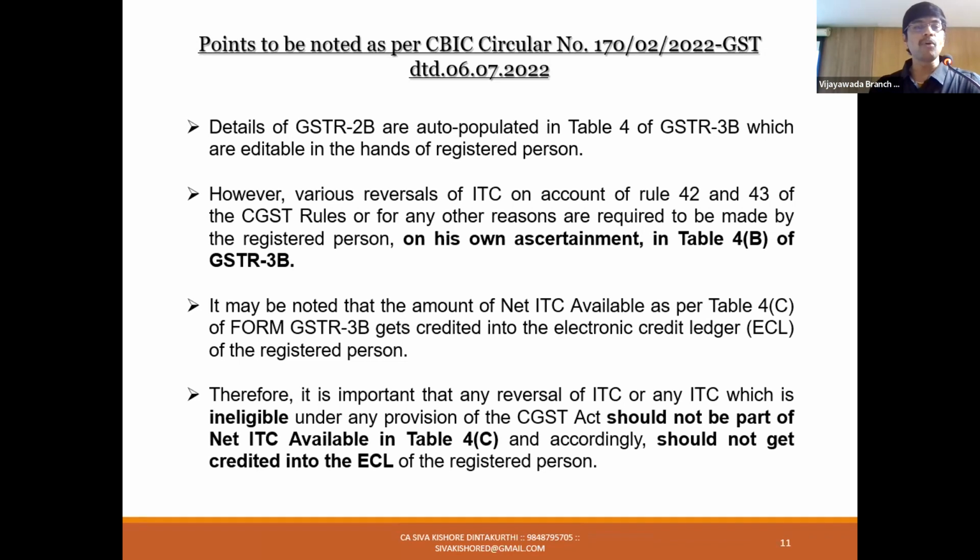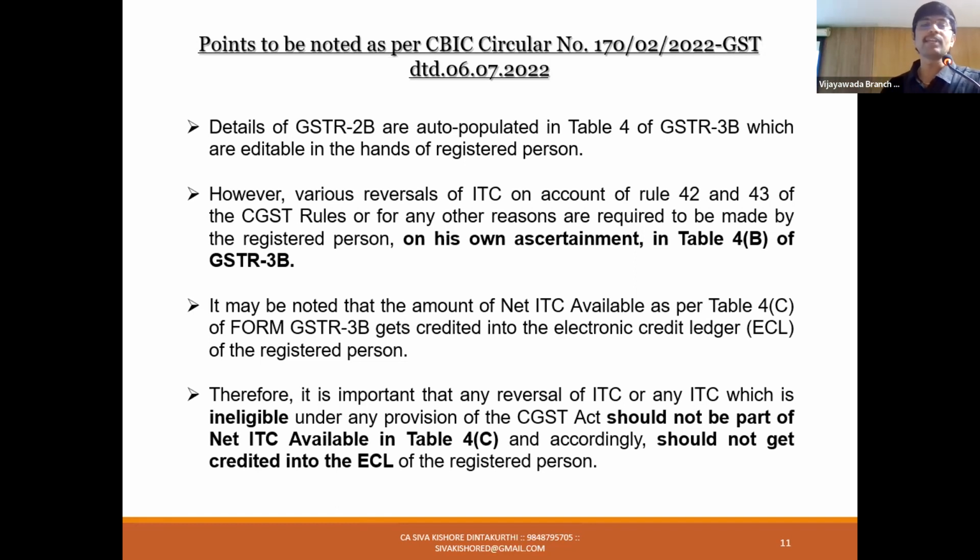It may be noted that the amount of net ITC available as per 4C gets credited into the electronic credit ledger of the registered person. Various reversals of ITC on account of 42, 43 or for any reasons are required to be made by the registered person on his own assignment. It will not be auto-populated in table 4B. Permanent route to 4B1, temporary route to 4B2.